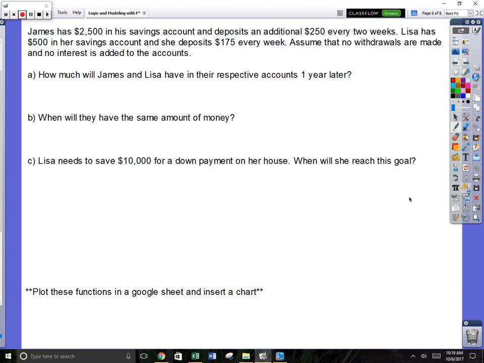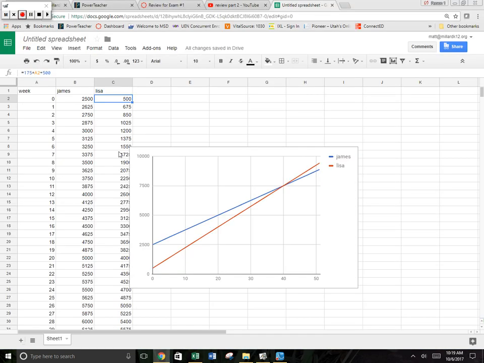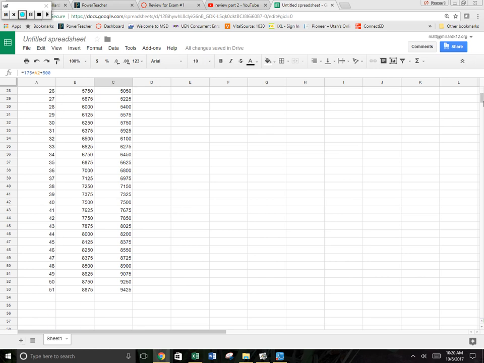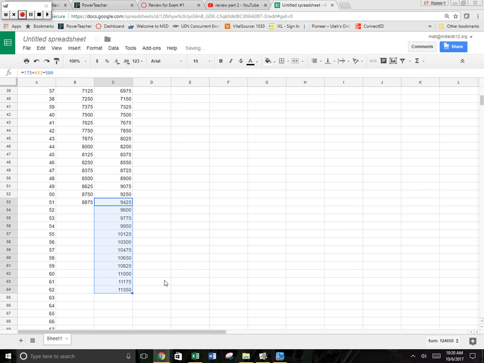Okay, Lisa. Let's see if we can look at the chart for her. She needs to save 10 grand. When is she going to have 10 grand? So her function was 500 bucks plus 175x. So the math, I'm going to put 10 grand there and solve for 10 grand. But if we go look at the chart real quick, Lisa, does she ever hit? So I'd have to maybe drag hers down a little bit further. So I'm really close. So I need more time. Okay, 10 grand right here.